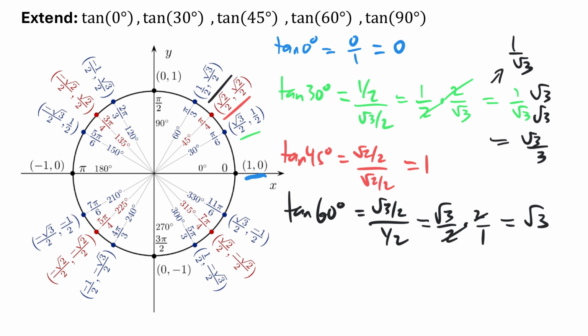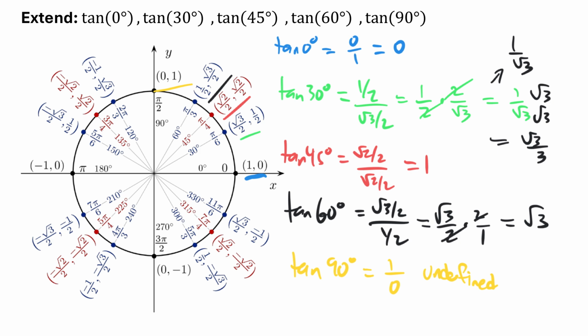Finally, the last one, tan of 90. That's going to be 1 over 0, which is, oh, we can't do that. That is undefined. If you try in a calculator to type in tan of 90, you'll get an error. And so tan of 90 actually doesn't work. So if that was ever a question, you write undefined. But the other ones all work out fine there.